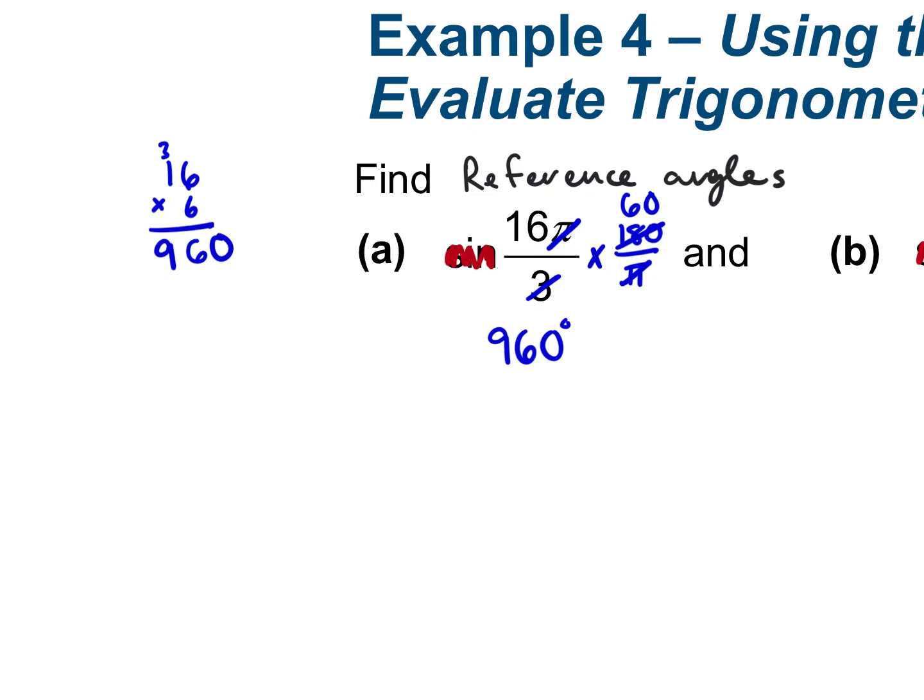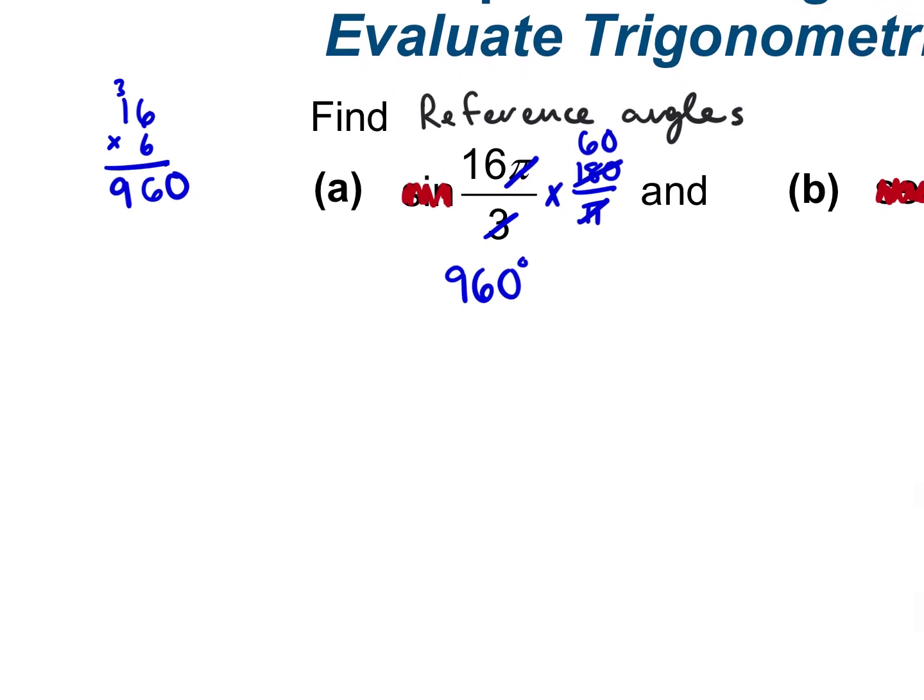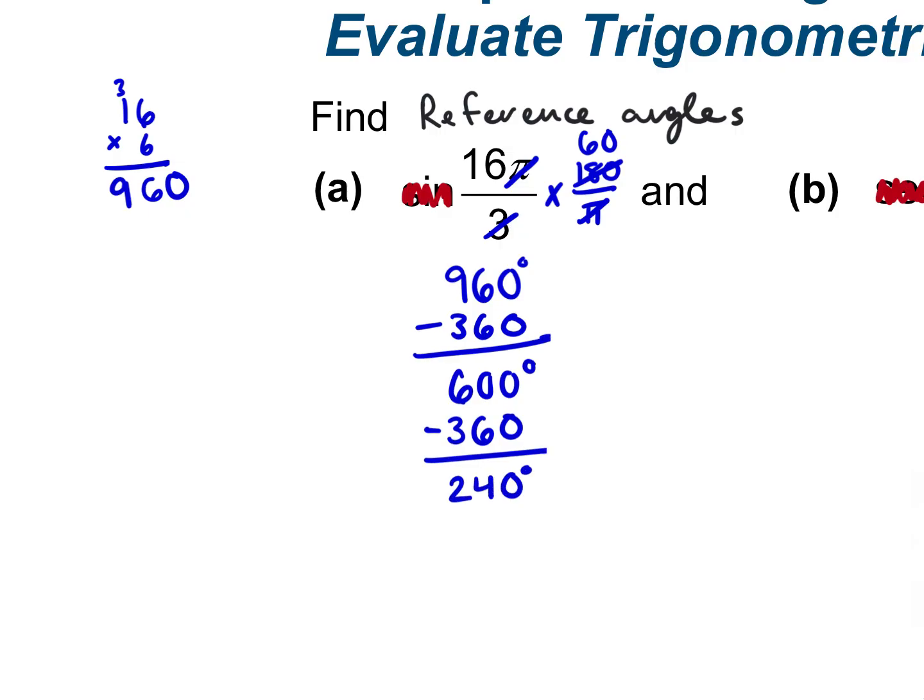So 960 degrees. This is more than 360. So what would we need to do? Subtract by 360. So when we subtract, we get 600. 600 is still more than 360. So what should we do next? Subtract 360 again. When we subtract 360, we get 240. Perfect. So this number is in between 0 and 360. So we can figure out what quadrant we're in.